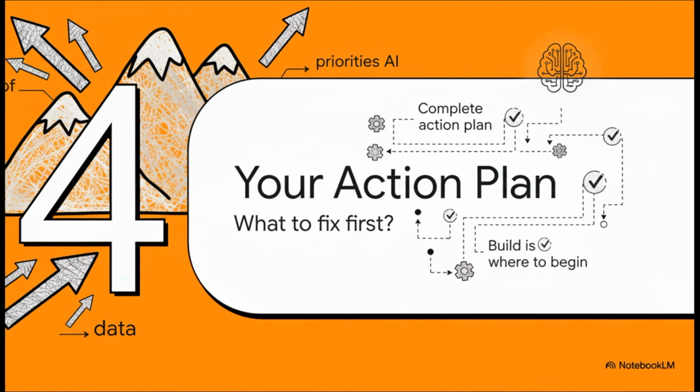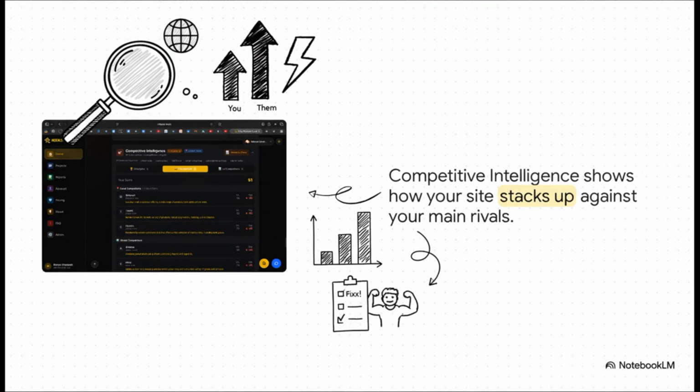Okay, so you've got this mountain of incredible data. The AI has given you some hints, but how do you build a real action plan? Where do you even start? Well, the first step is to get some context. Your website doesn't exist in a bubble, right? The competitive intelligence feature is brilliant for this. It actually shows you how your site scores compare side by side with your main competitors. Trust me, nothing lights a fire under you quite like seeing your biggest rival is 30 points ahead.